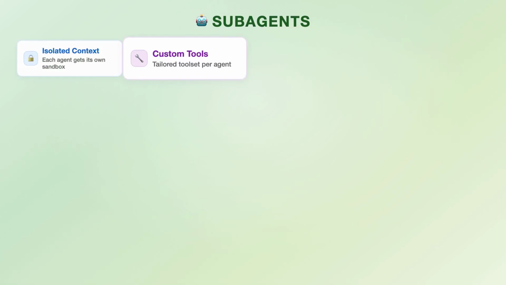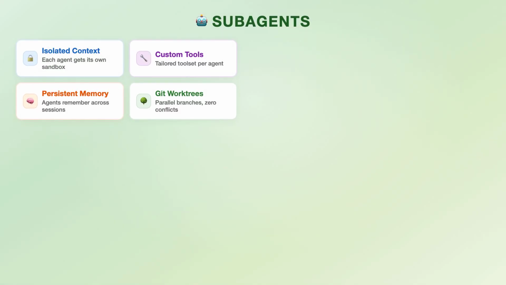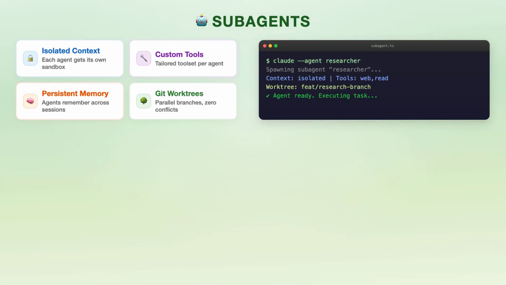Let's start with subagents, autonomous AI workers that run in isolated contexts. You define them as markdown files in your .claude agents folder. Each agent gets its own model, tools, permissions, and memory. Think of them as specialized employees: a security reviewer, a code auditor, a test writer. They work independently in their own Git work trees, so they can't break your main code. You can set max turns, restrict which tools they can access, and even give them persistent memory across sessions.